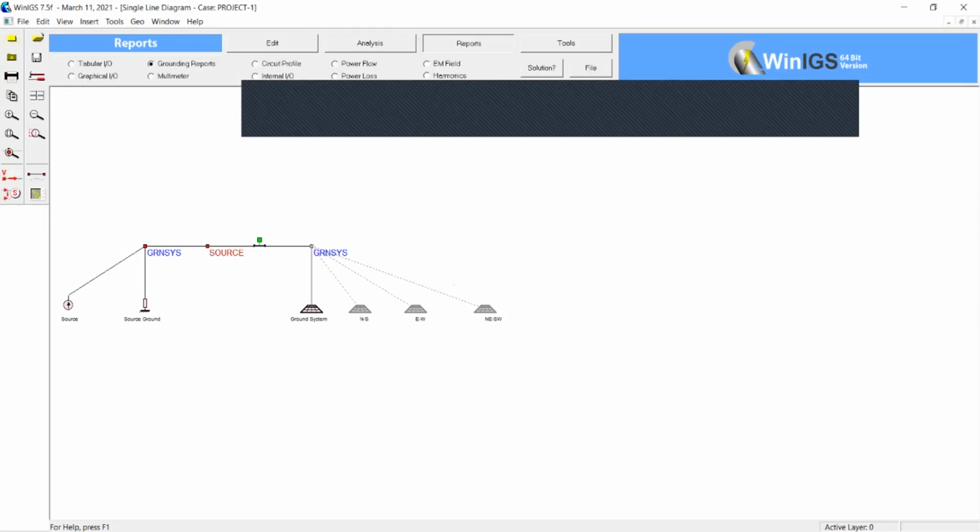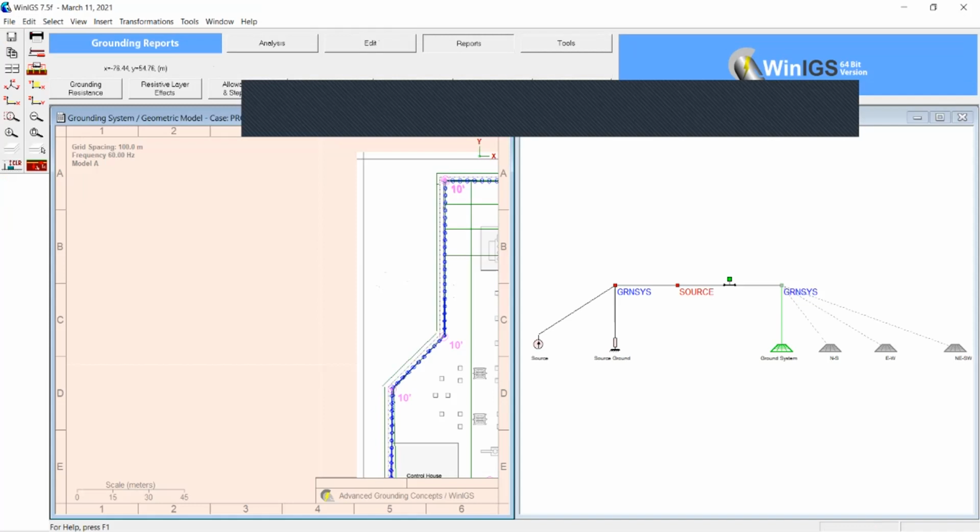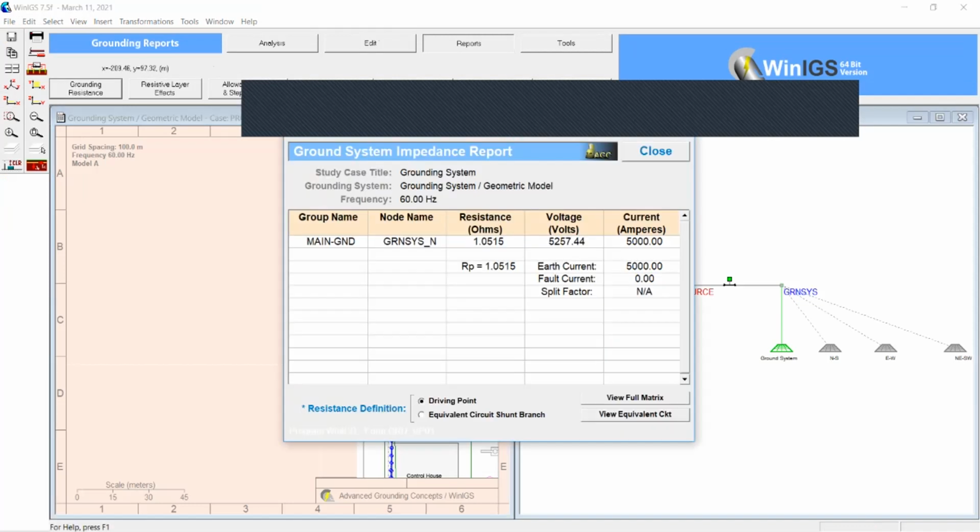Close it and report. After that, we can go to report and grounding report. Here we are. So here is the ground resistance. This information you have to include in your report. Now see what is happening here. The ground resistance for my model is 1.0515 ohms.